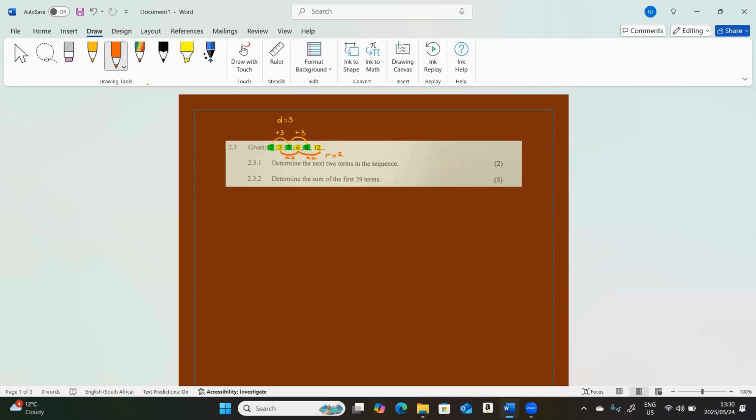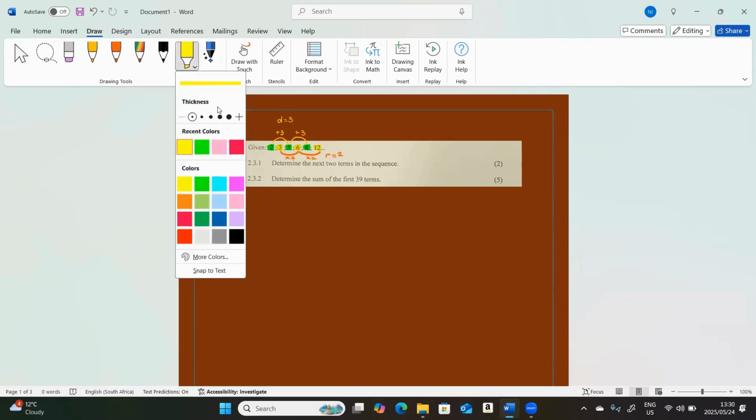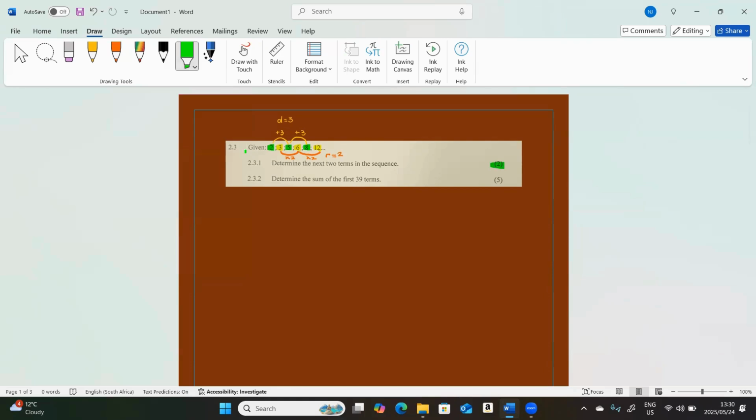Okay, so now we can start answering our questions. So let's go to 2.3.1 and quickly read the question together. So they say, determine the next two terms in the sequence for 2 marks. Okay, guys, this is nice and easy. So let's go ahead and highlight this. You should get these 2 marks, okay? Because this wasn't the most difficult. This is taught in the textbooks, so to be on the lookout for two sequences in one. So the following 2 terms should be easy then.